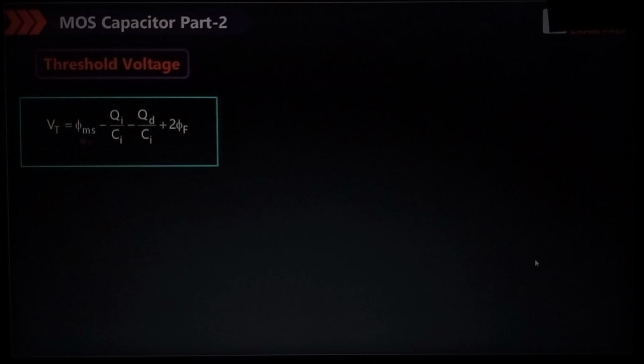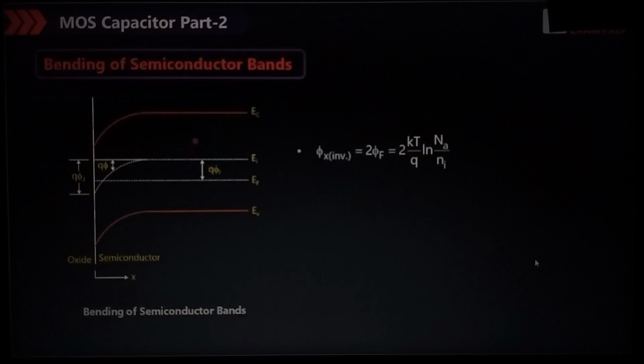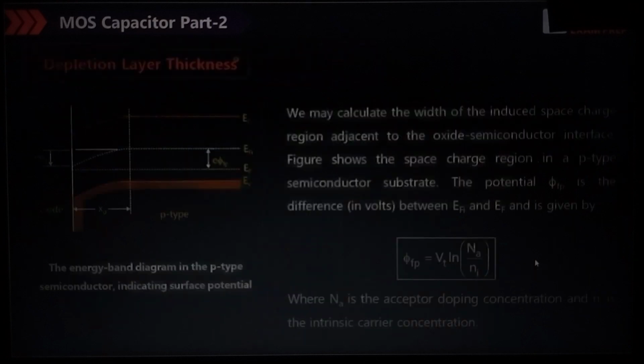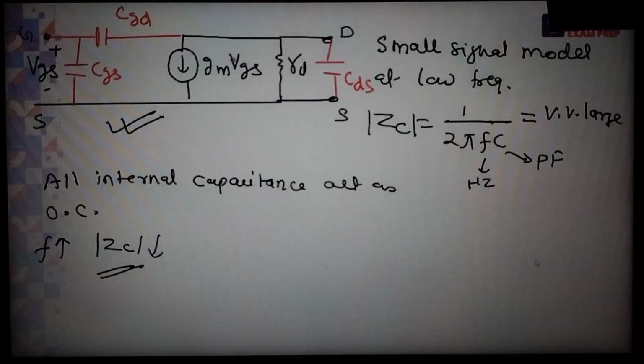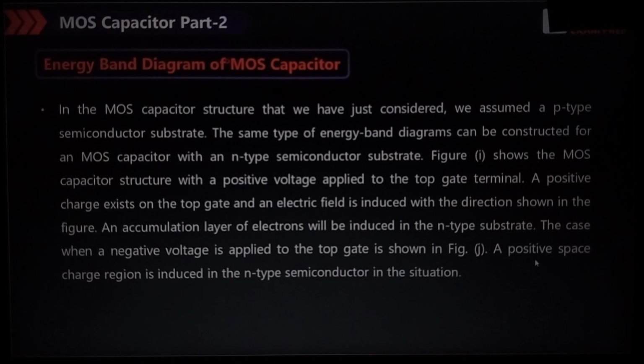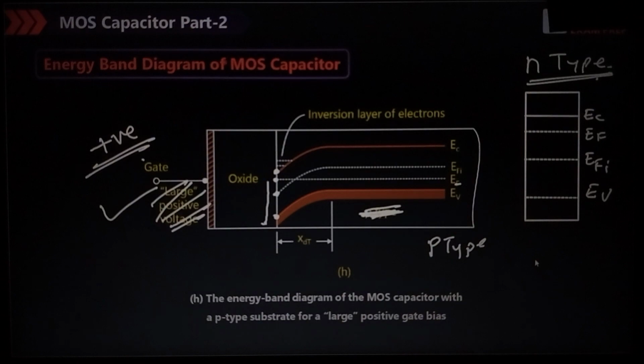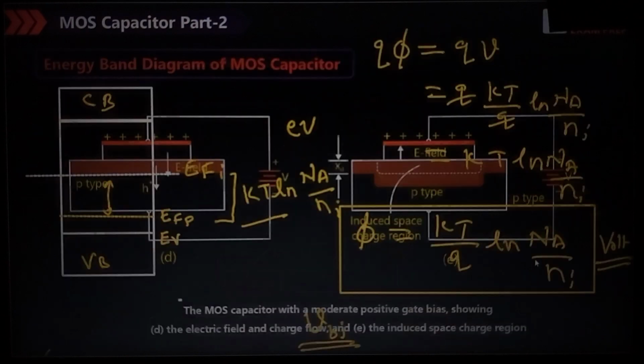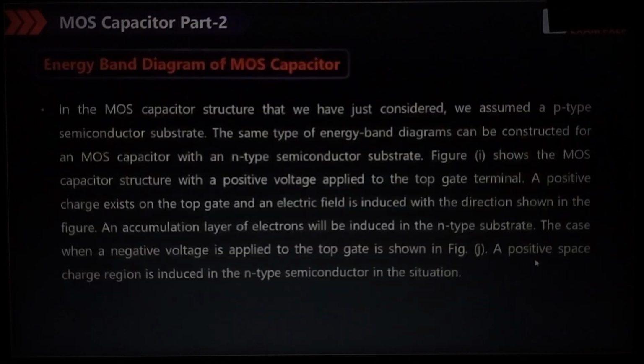This is the theory about the n-type substrate, meaning p-channel. When the electrons are collected, that is called accumulation. Then the depletion layer increases, and finally holes will come. That is called inversion. When a negative voltage is applied to the top gate, a positive space charge region is induced. This is the case, right? P-channel, n-type substrate. This is about this diagram.